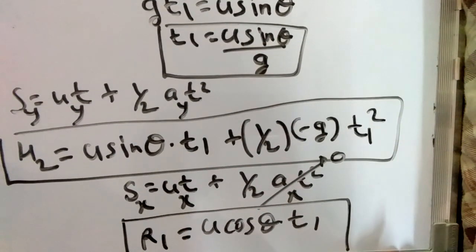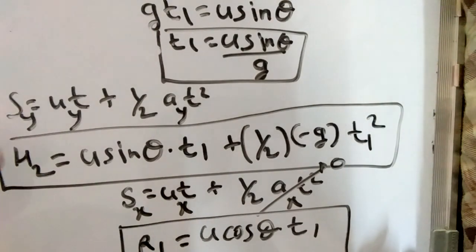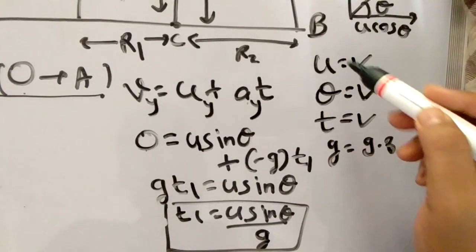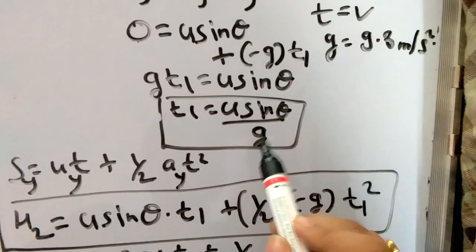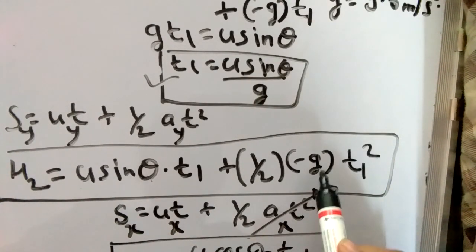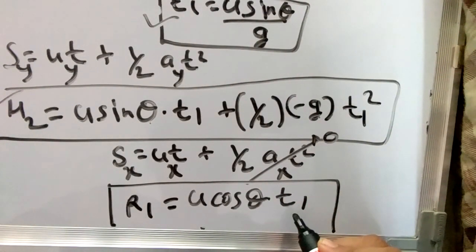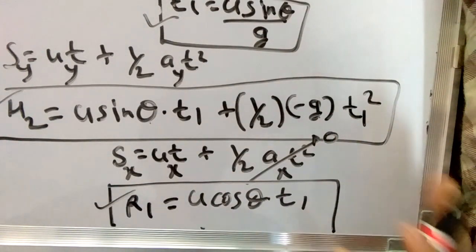Now my question to you is, can you calculate t1, h2 and r1? And the answer is yes. Why? Because we know u, theta, t and g. We know u, theta and g, so we can calculate t1. Then with u, theta, g and t1 we will calculate h2, and also r1 is u cos theta t1. We know t1, u and theta, so we can calculate r1.